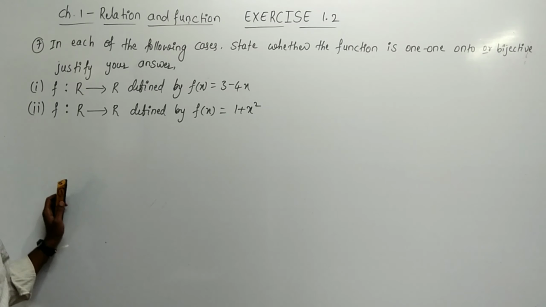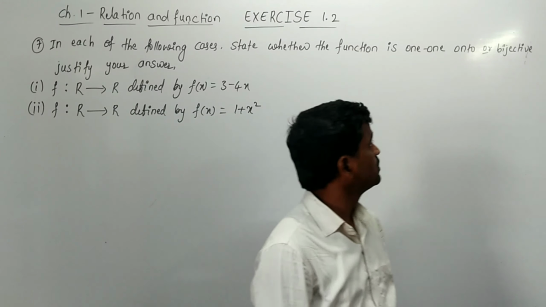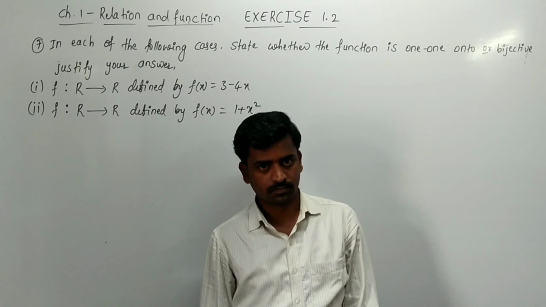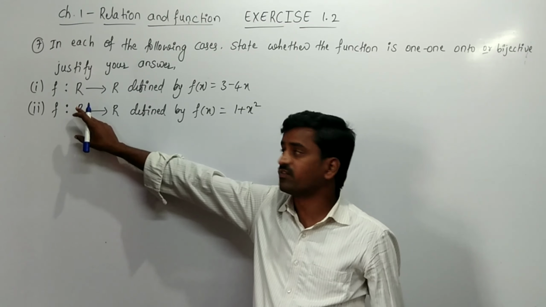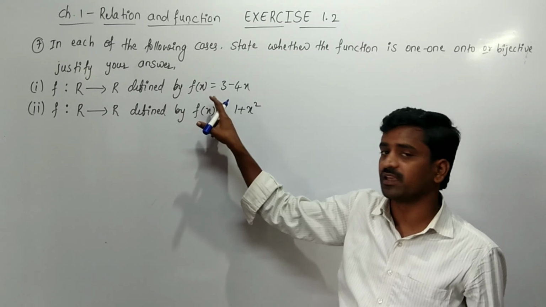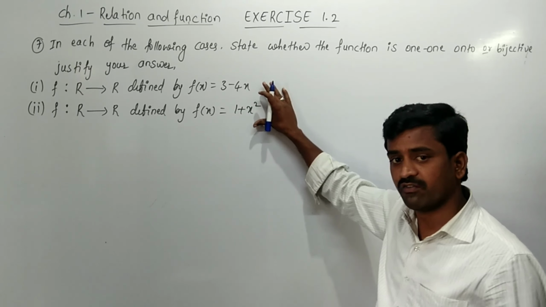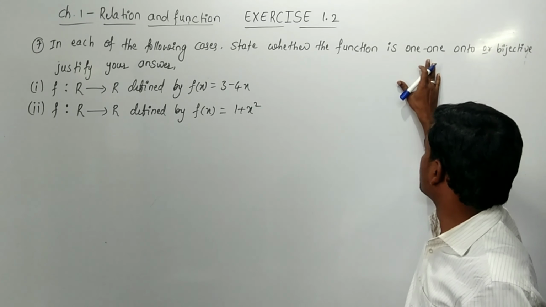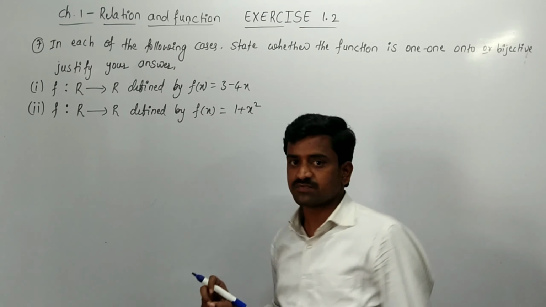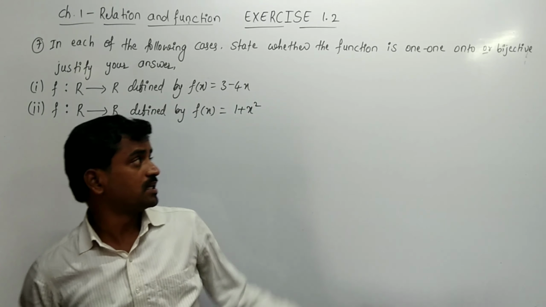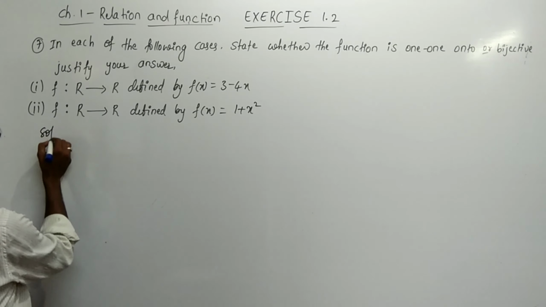Question number 7. In each of the following cases, state whether the function is one-one, onto or bijective. Justify your answer. First question is f from R to R defined by f of x equal to 3 minus 4x. We check whether this function is one-one, onto or bijective. What is bijective? When a function satisfies one-one and onto, it is called bijective. See one by one. Question 1.